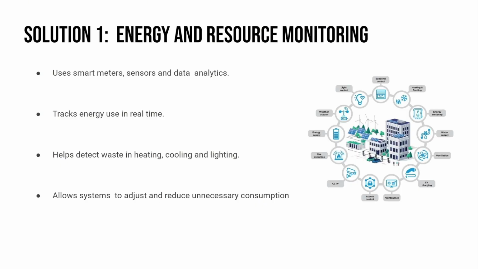Solution 1: Energy and Resource Monitoring. For our first solution, we looked at energy and resource monitoring. This means using things like smart meters, sensors, and data systems to track how energy is being used in real time. The reason this matters is because a lot of systems waste energy without people even noticing it. By collecting live data, engineers can see where energy is being overused and then make changes to fix it.